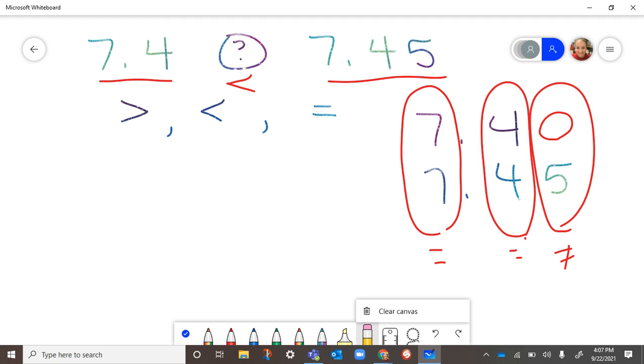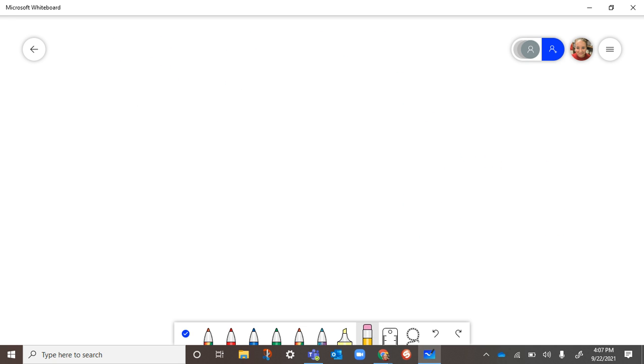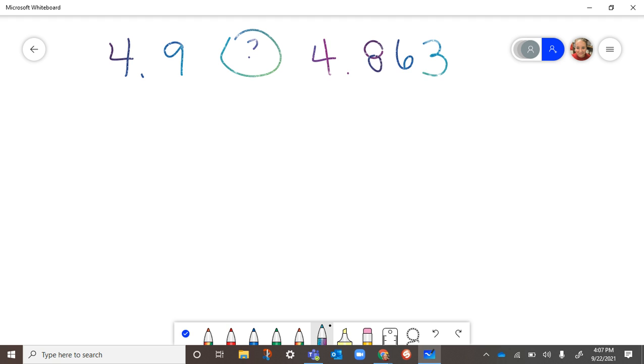So a big misconception is that just because this one, on the right, has more digits, that it has a greater value. And while that was true at one time, it's not always true. So for example, we could have 4 and 9/10, and then we could be comparing this with 4 and 863 thousandths. So again, we're going to be using greater than, less than, or equal to.